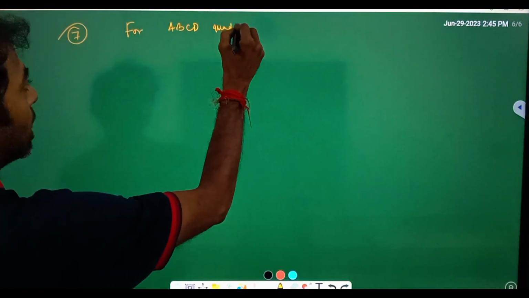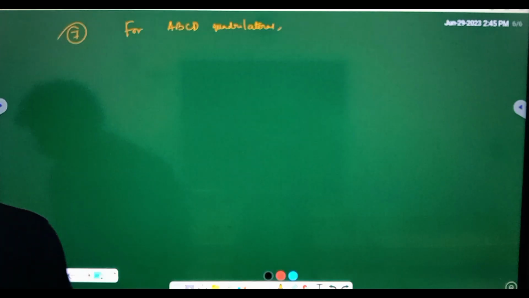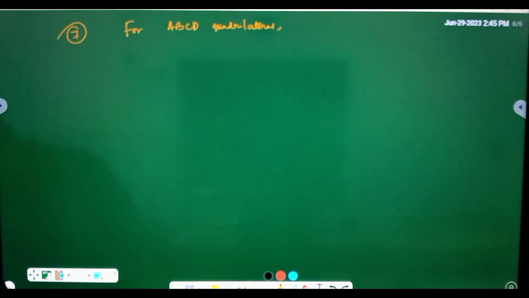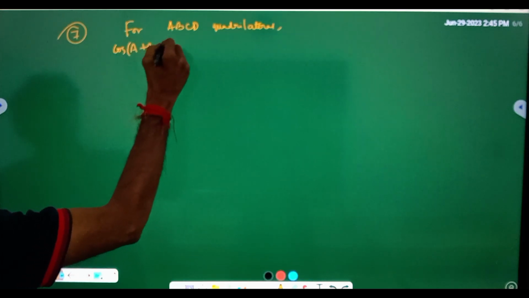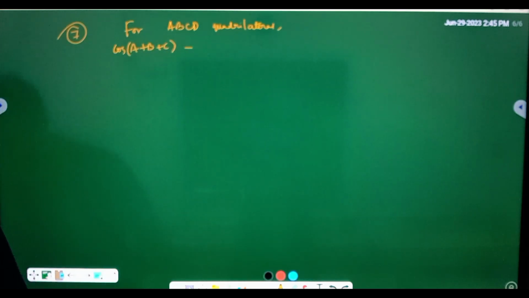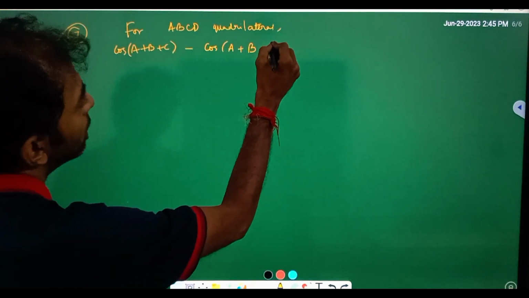After that, I'm moving on to the seventh problem. The seventh problem is something like: for a quadrilateral ABCD, cos of (A plus B plus C) minus cos of (A plus B plus C plus 2D).